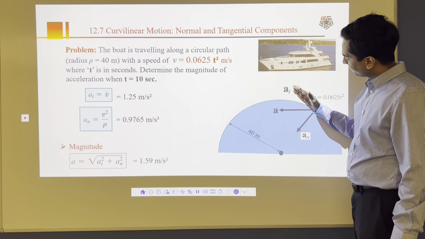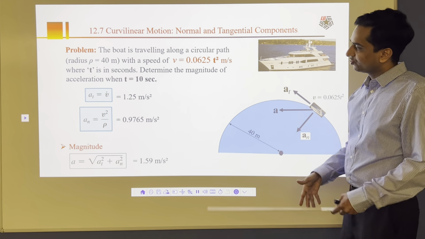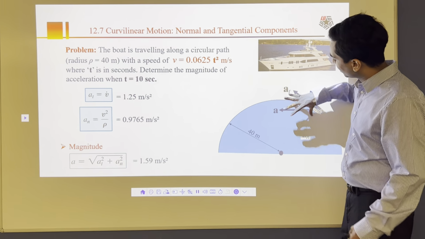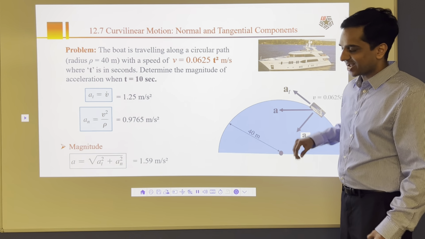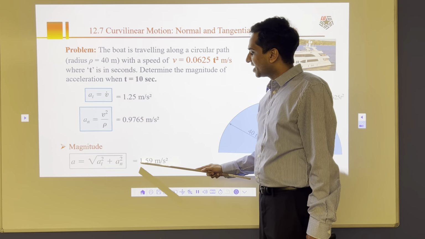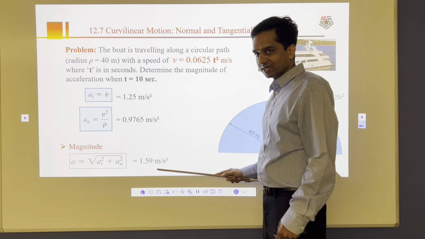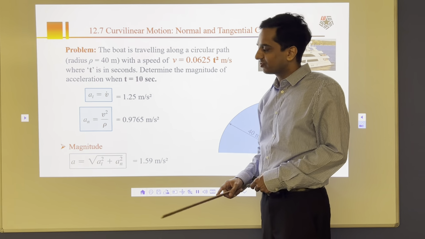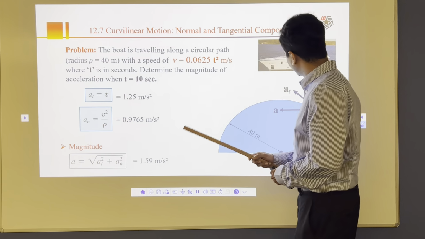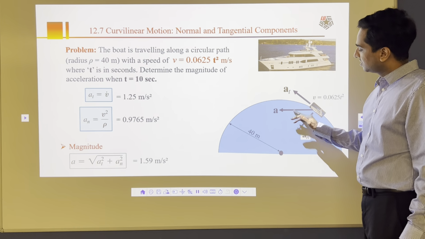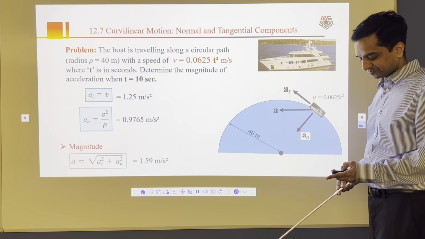I have a_t, I have a_n. I'm going to use the Pythagoras equation to get a, and that value will be 1.59 meters per second squared. That's how we can use this equation. All you need to know is these formulas, and then for anything that is taking a curve, you can find its acceleration.